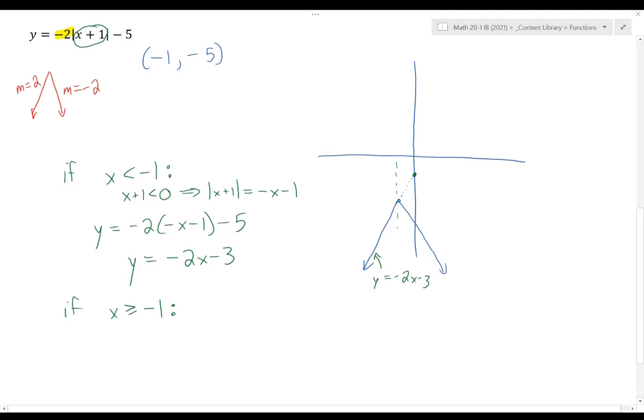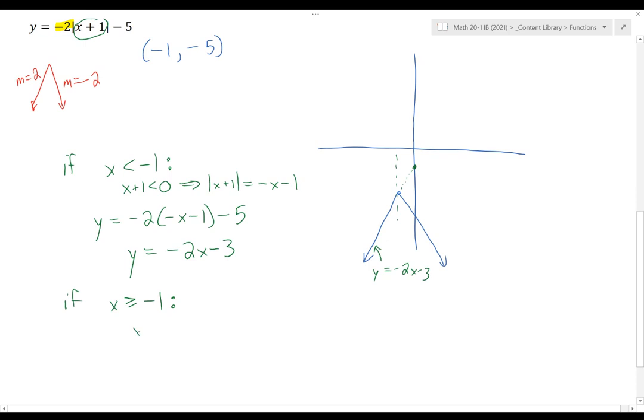On the other hand, if x is greater than or equal to negative 1, then if I take x plus 1, that's going to be greater than or equal to 0.